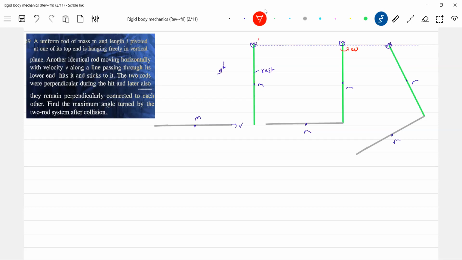For that, we should know the moment of inertia about O. I_O is needed. Just after impact, the rod will become L-shaped, so we'll find the moment of inertia, looking at the second diagram. I_O should be equal to ML^2/3 for the rod of length L, plus M into the distance squared. What will the distance be? L/2. This will be L/2, no? And this is L.